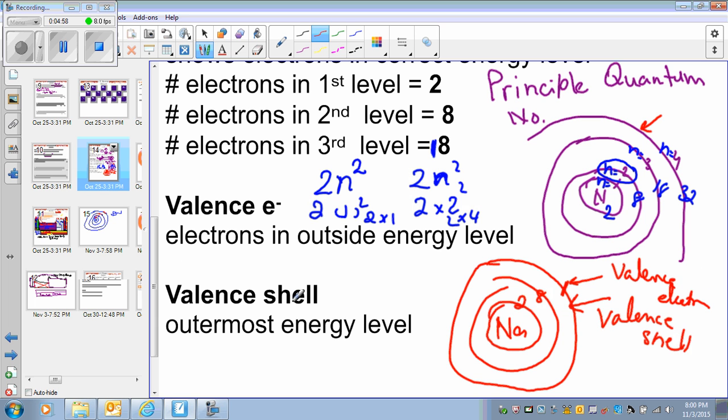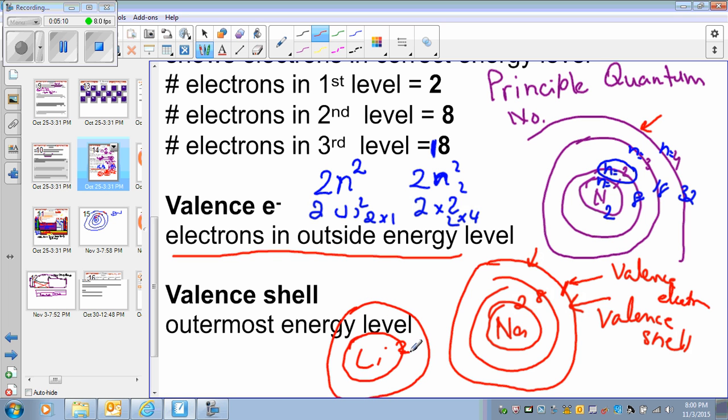The electrons that are outermost, the electrons in the outside energy level. Let's say lithium. Lithium has one energy level that has two electrons, and a second energy level that has one electron. So for lithium, this is the valence shell because it's the outermost shell, and these are the valence electrons. How many energy levels any element has, I told you, is decided by the period number.